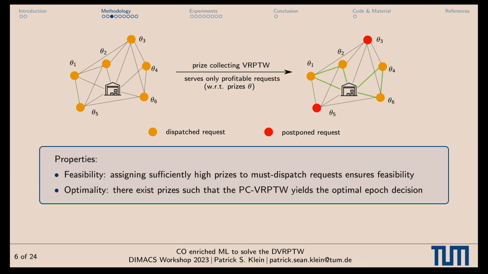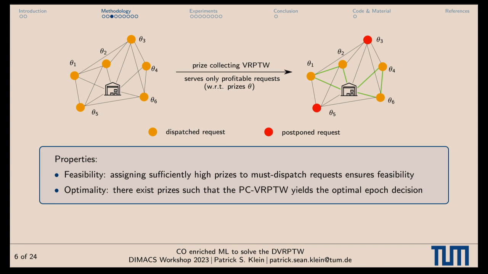Now, this reformulation fulfills two fundamental properties. First, feasibility. That is, by assigning sufficiently high prices to must-dispatch customers or requests, we ensure that every decision of this PCVRPTW is actually feasible with respect to our decision process. We also have the optimality property.